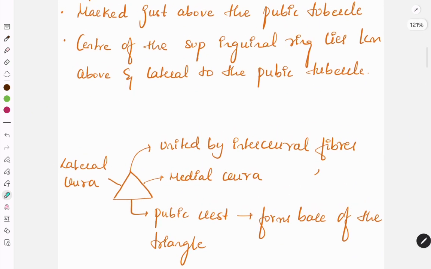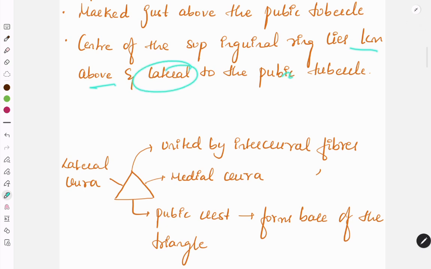I will locate it 1 centimeter above and lateral to the pubic tubercle. If a patient is present and they ask you to show where the superficial inguinal ring is, you will locate it 1 centimeter above and lateral to the pubic tubercle.